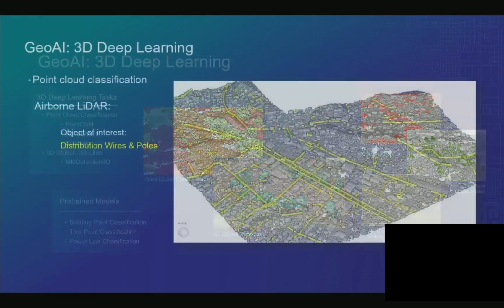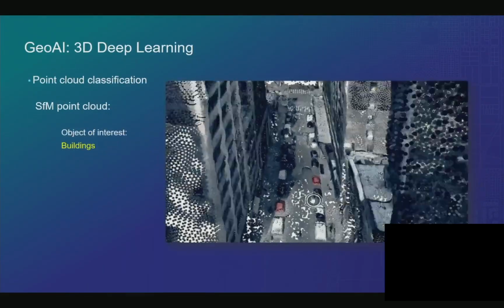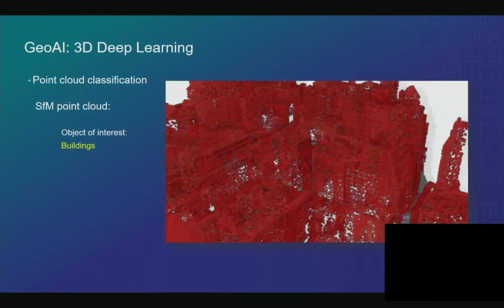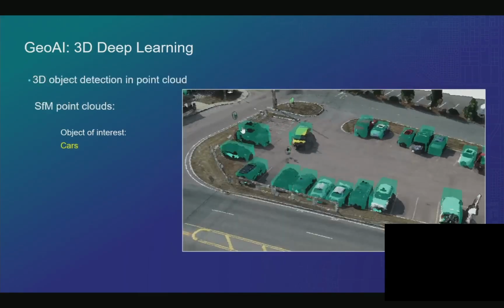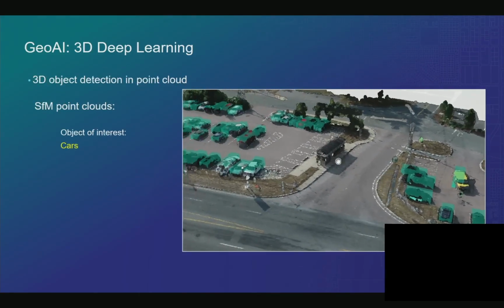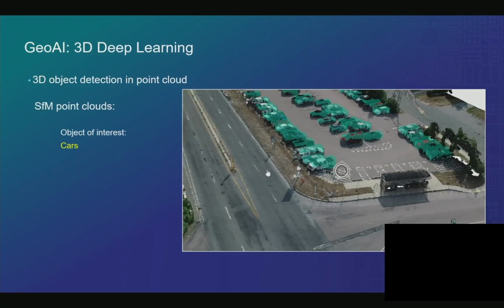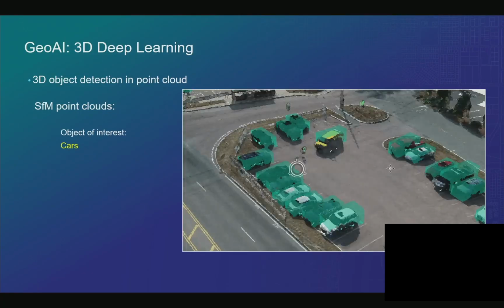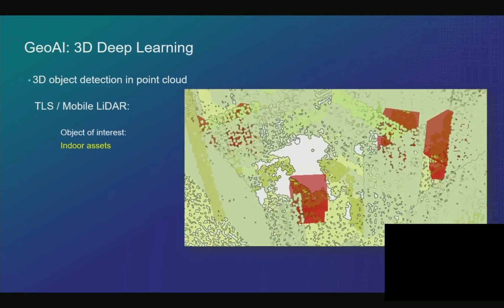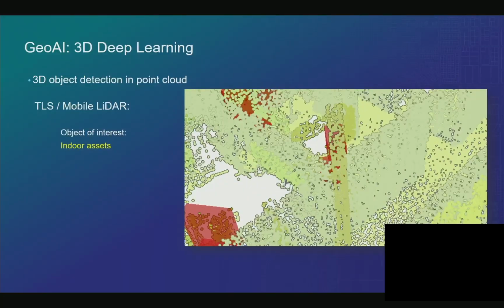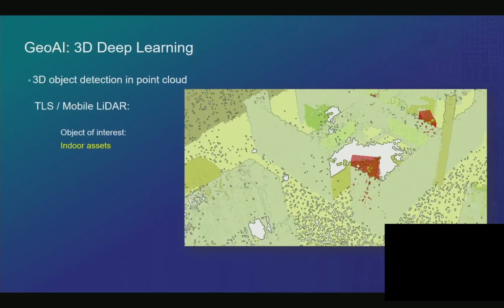Next. Here are some examples. This one is building point cloud classification. Another example of point cloud classification for traffic lights. This one is object detection, in which I detected these cars and the output is multi-patches. And another example of 3D object detection.